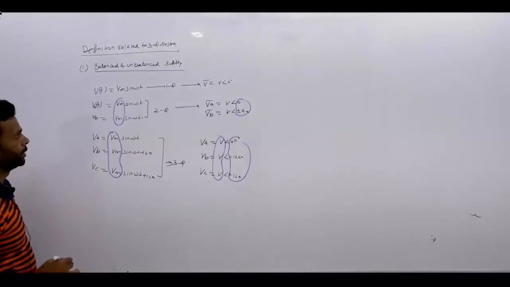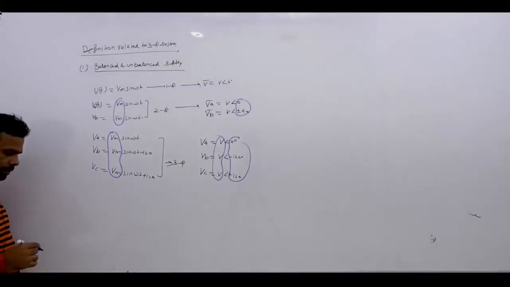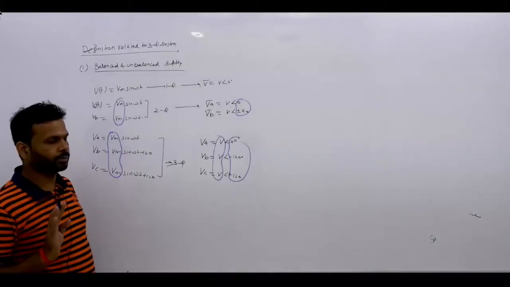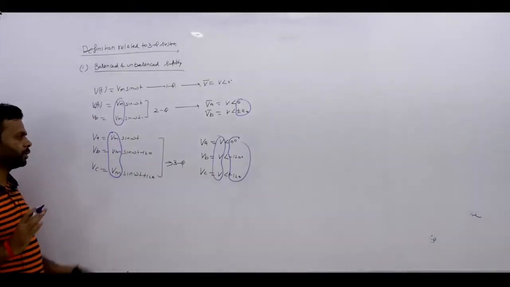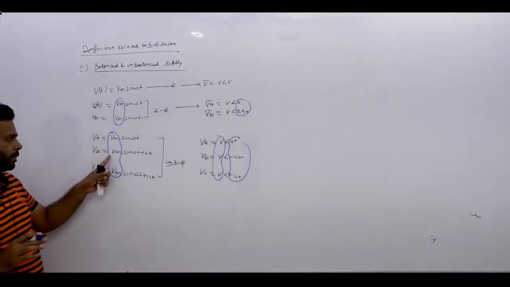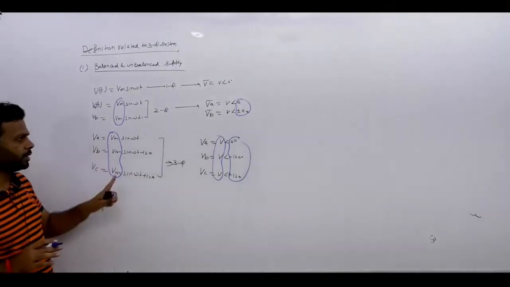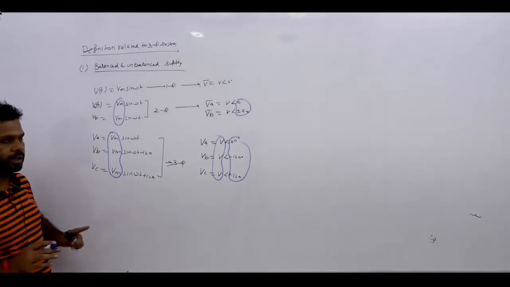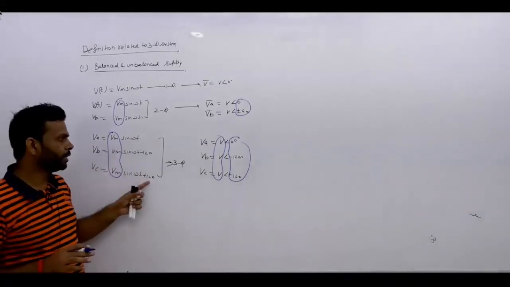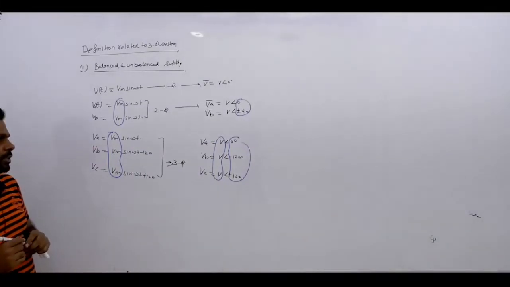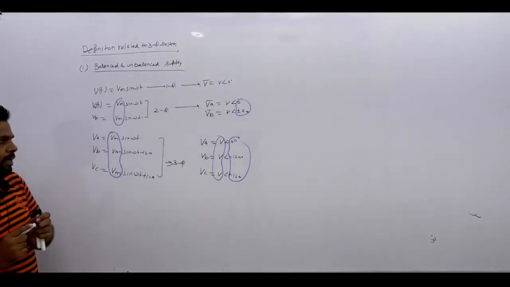Okay. So if we talk about a balanced supply in a three-phase system, a supply is said to be balanced if the phase voltages have the same magnitude and they have 120 degree phase displacement with respect to each other. Then they are said to be a three-phase balanced supply.